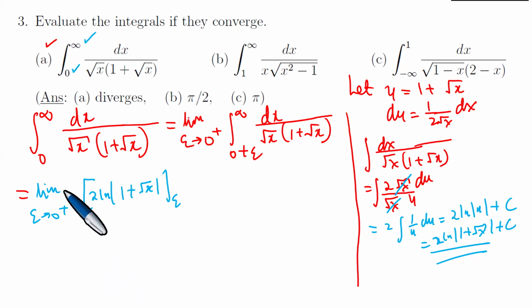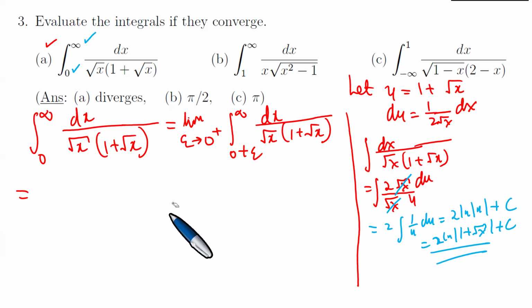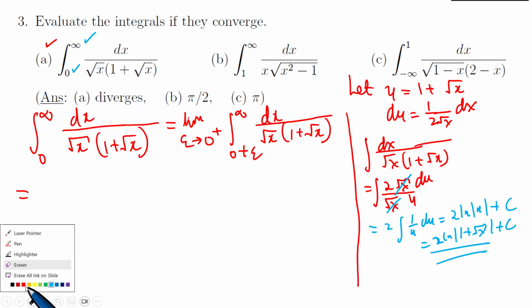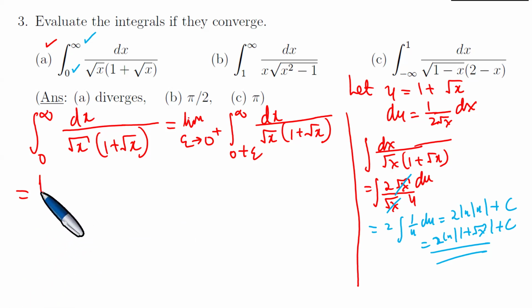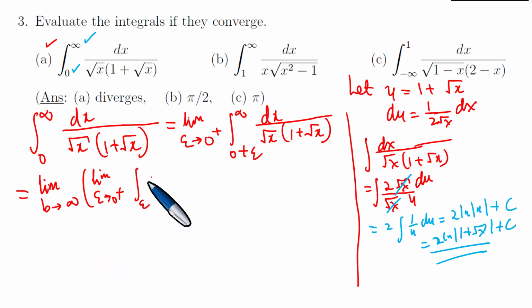And therefore, it means that you need to take all these into account. So you need, in essence, to involve two limits. And so what we then need to do is involve the limit as b approaches infinity of the limit as epsilon approaches zero from the right, and then you'd have epsilon to b, like this.